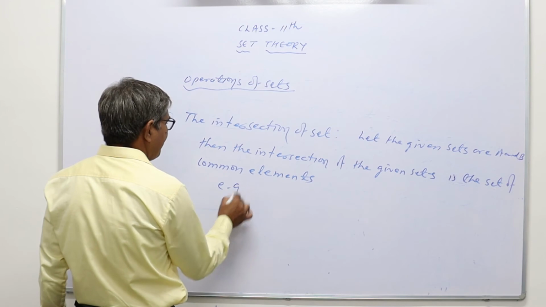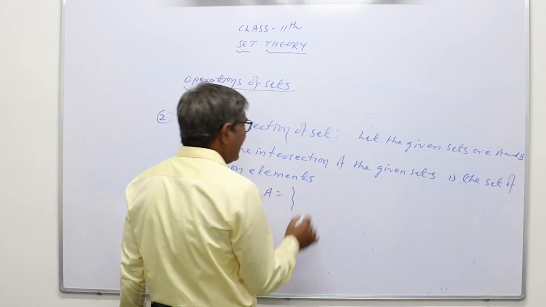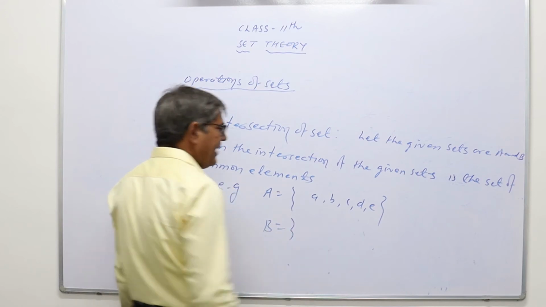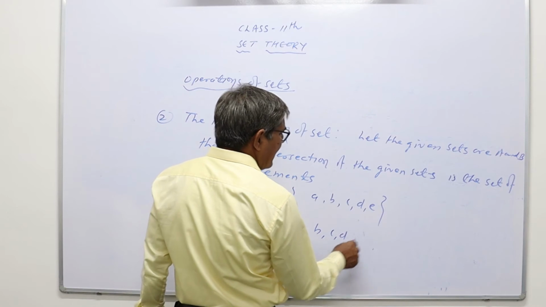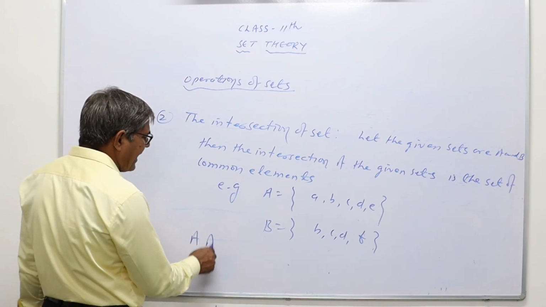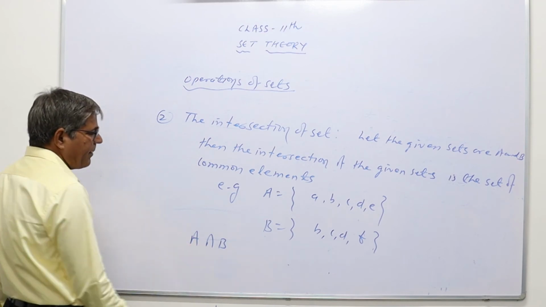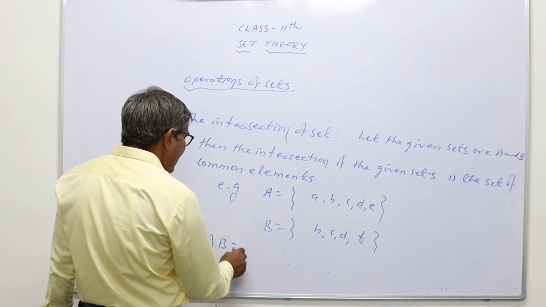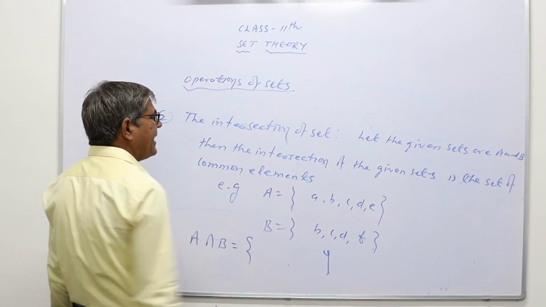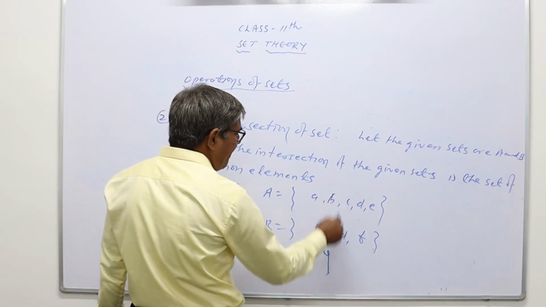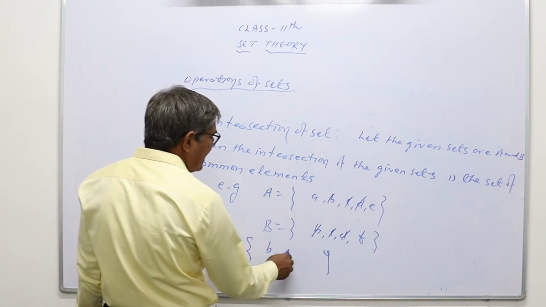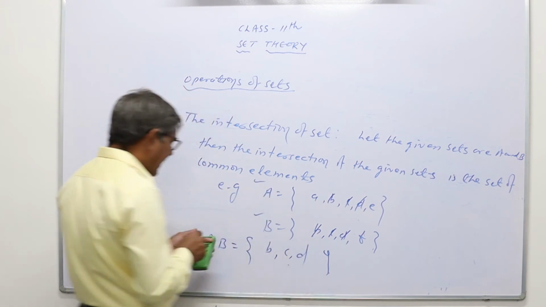For example, given set A has elements A, B, C, D, E, and set B has elements B, C, D, F. Then the intersection of sets A and B is represented by A intersection B. This is the symbol for representing intersection, and the intersection of sets A and B will be the set of the elements which are common in sets A and B. So here the common elements are B, C, and D. So A intersection B will be equal to the set of elements B, C, D for the given sets A and B.